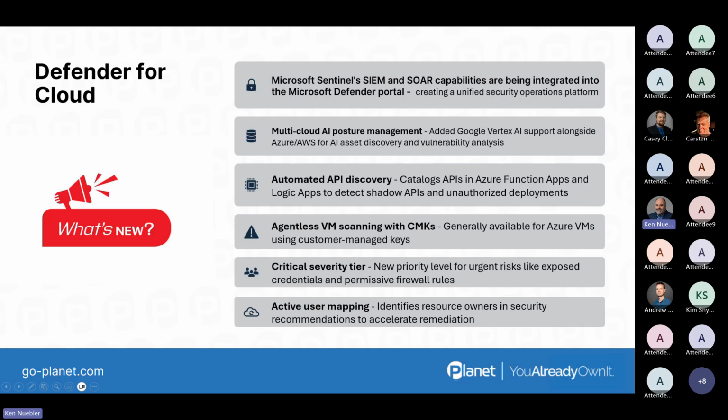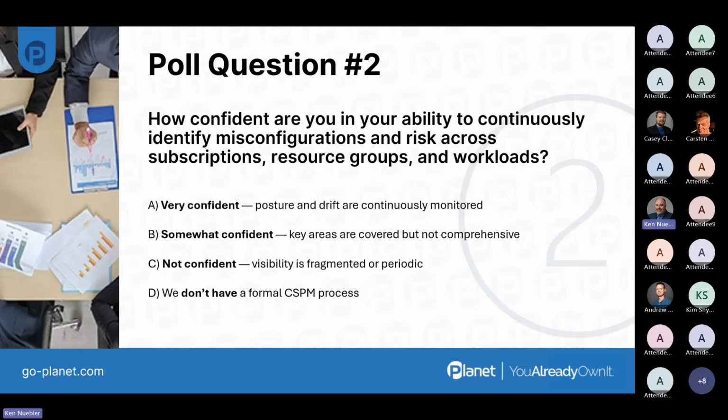All right, we've got one more poll question here. How confident are you in your ability to continuously identify misconfigurations and risks across subscriptions, resource groups, and workloads? I'm kind of curious to know what this is. Again, these answers are anonymous, so please feel free to share what you honestly think about where you're at. I would probably guess that no one's really very confident, but we'll see what the answers are in a second. So please put your results here. Again, very anonymous. We'd love to know what your results are.